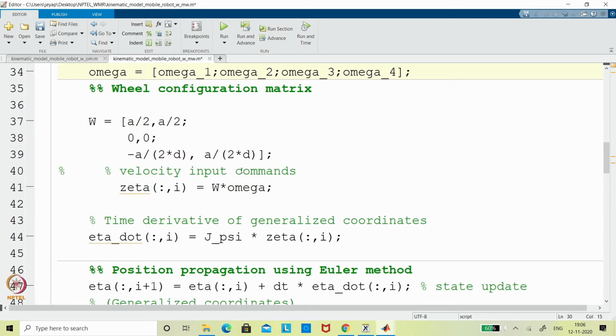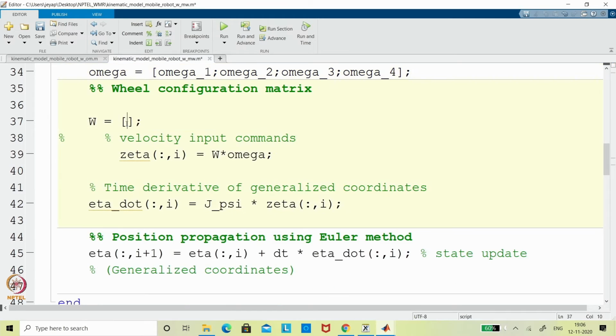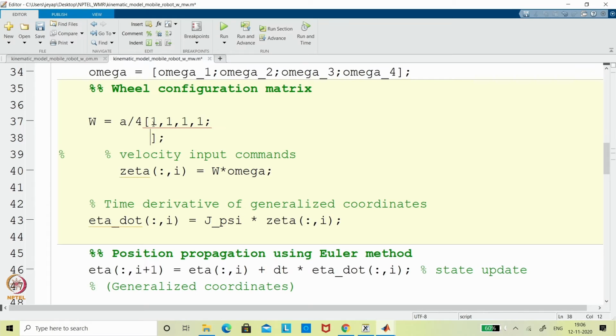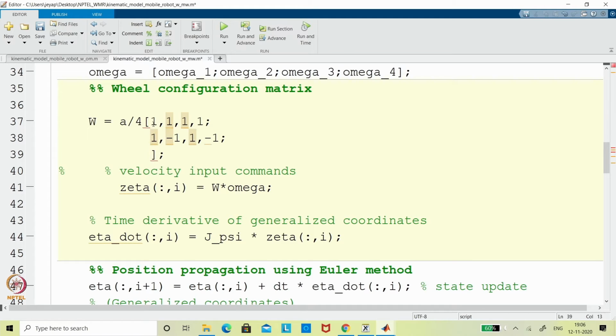Now what would be the W? I can rewrite W here. This is A by 4, right. This one is 1 comma 1 comma 1 comma 1, that is what you got, and the other one is 1 comma minus 1. You can just recall, I will show you after typing this. Then what you got is minus 1, whole divided by D minus L, right. In a similar sense I will take D minus L. You can see the purpose, right. That is the whole idea here.